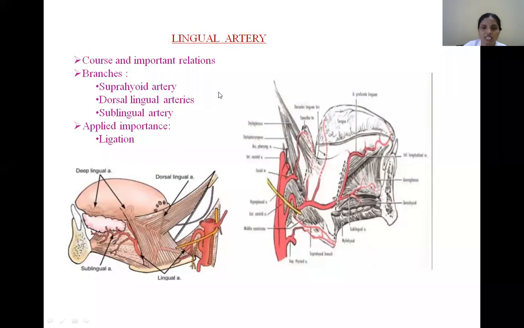Then coming to the lingual artery. The lingual artery is another anterior branch of the external carotid artery. By its course, the lingual artery is divided into three segments in relation to one muscle. See here, this is the hyoglossus muscle. So in relation to hyoglossus, the lingual artery is divided into three branches.